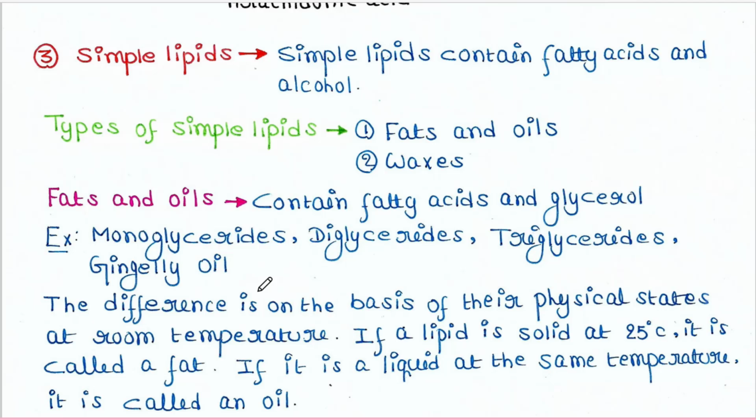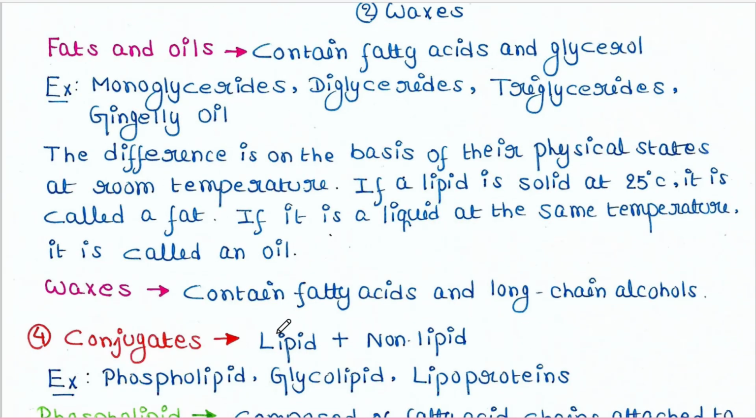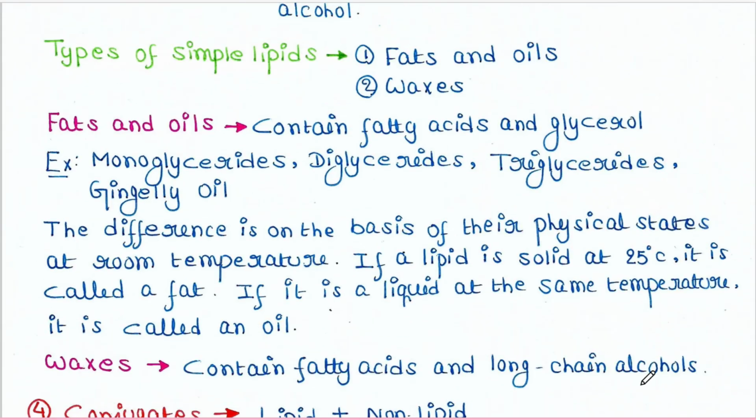The difference is on the basis of their physical states at room temperature. If a lipid is solid at 25 degrees Celsius, it is called a fat. If it is a liquid at the same temperature, it is called an oil. Waxes contain fatty acids and long chain alcohols.